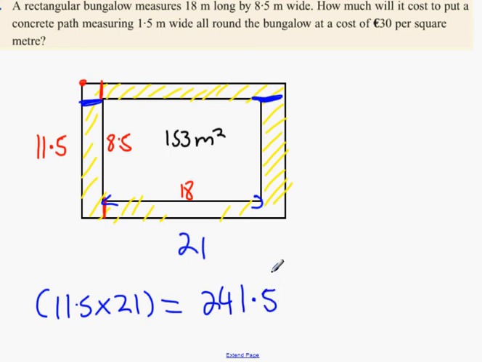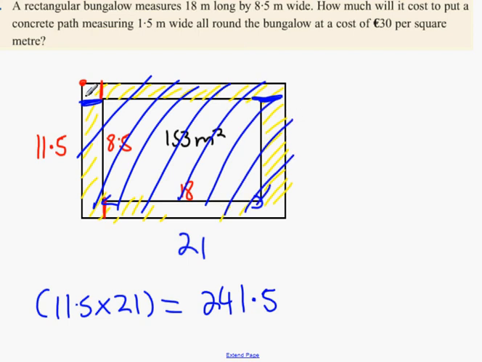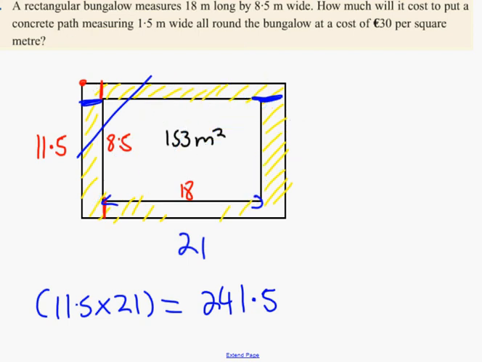241.5. That's the area of the big one, which is everything here. How do we find out the area of the path then? The big one take away the small one. And what do we get? 88.5.